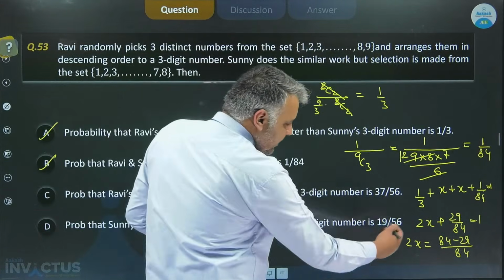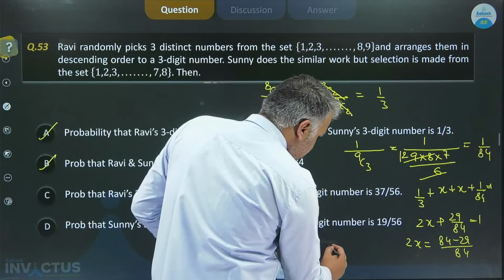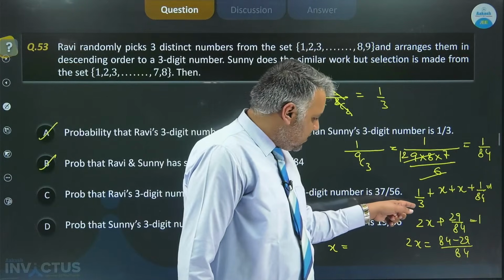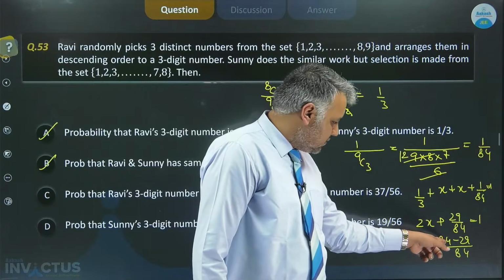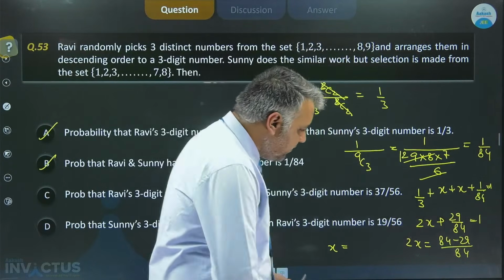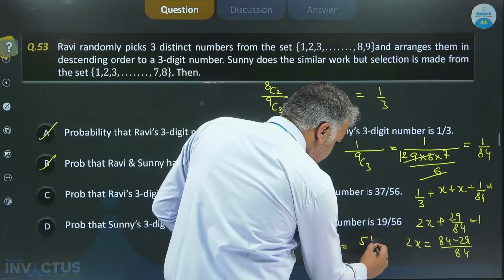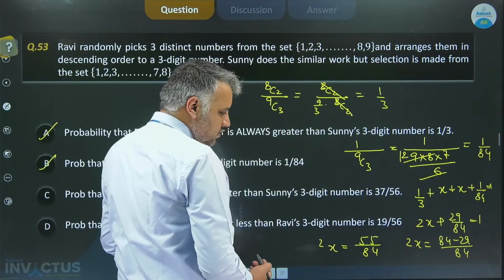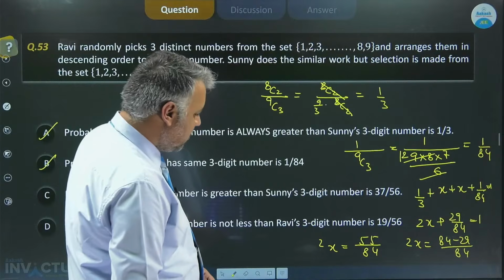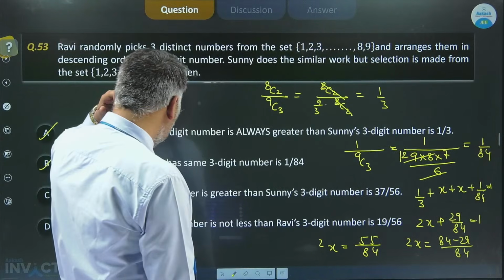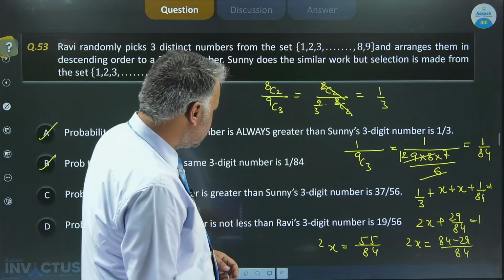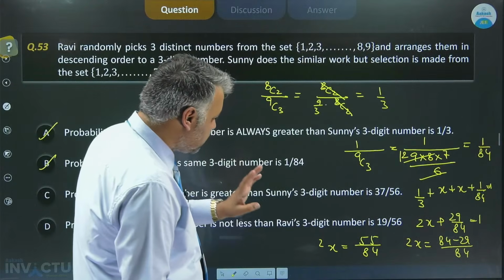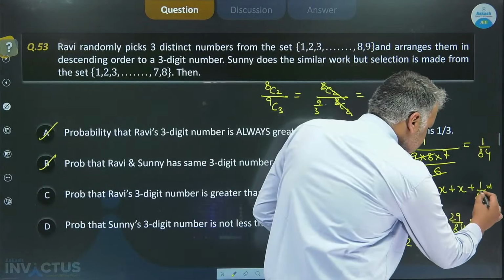So let's calculate this. This will be 29, yeah, 50. Oh, sorry, 55. So 2X is 55 divided by 84. Okay. We can calculate the probability from here. Okay, so this is 1 by 56.